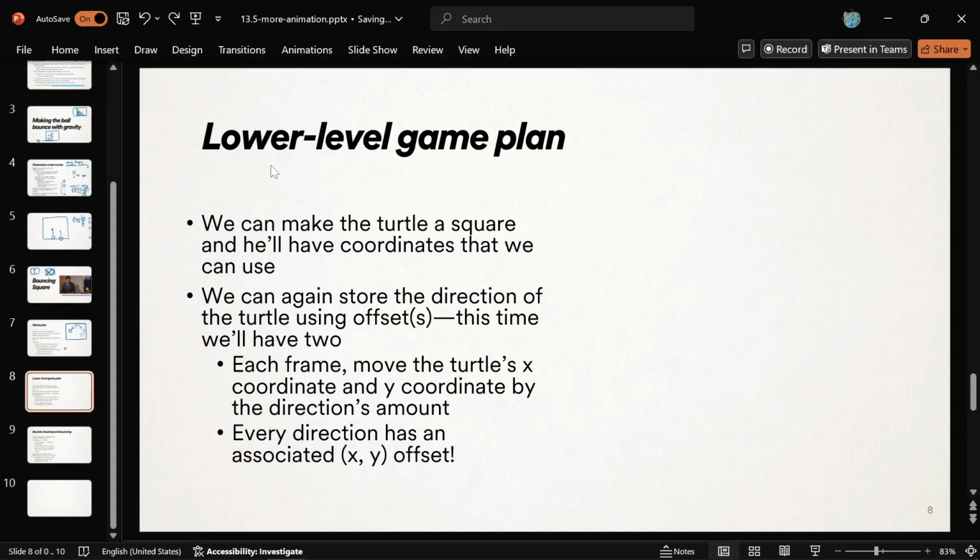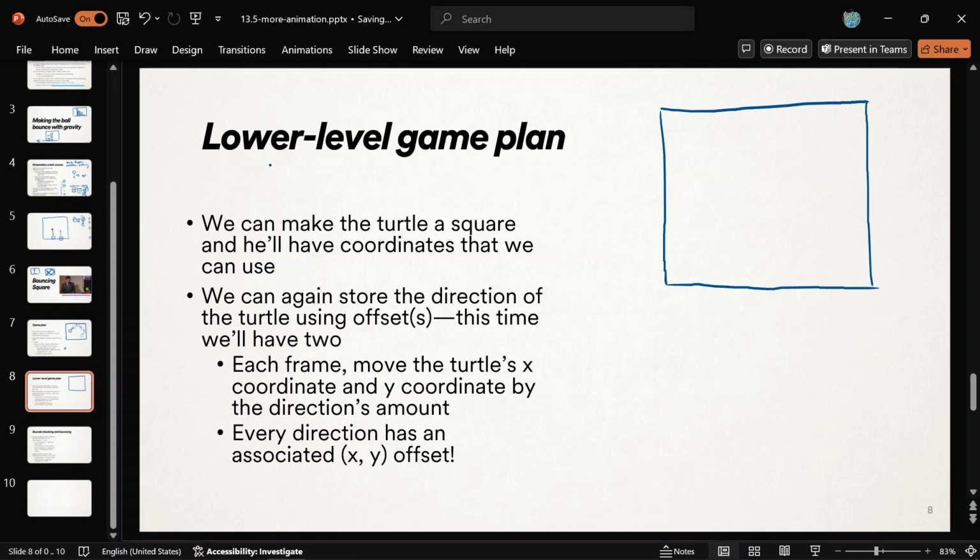Let's zoom into the idea that we need here. Okay. So first of all, we can make the turtle the square. That's easy. All right. Then he'll have coordinates. Let me draw a picture again. Once the turtle's the square, we can move him around with the dot go to like we were doing with the ball. That's fine. That's easy.